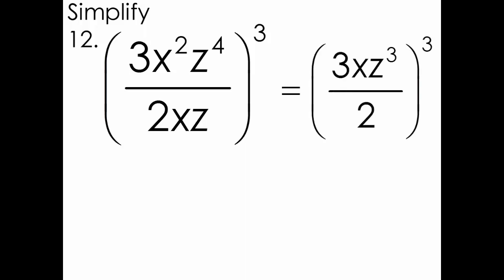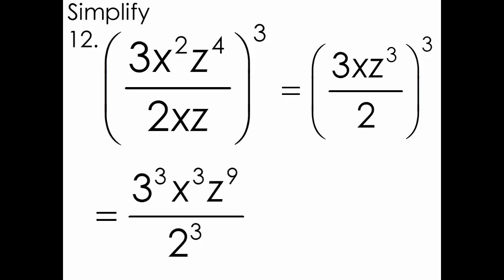Now that we've got the inside simplified, everybody gets that third power, including the 2 on the bottom. On the z cubed, that's a power to a power, so we multiply. Now simplify 3 cubed and 2 cubed.